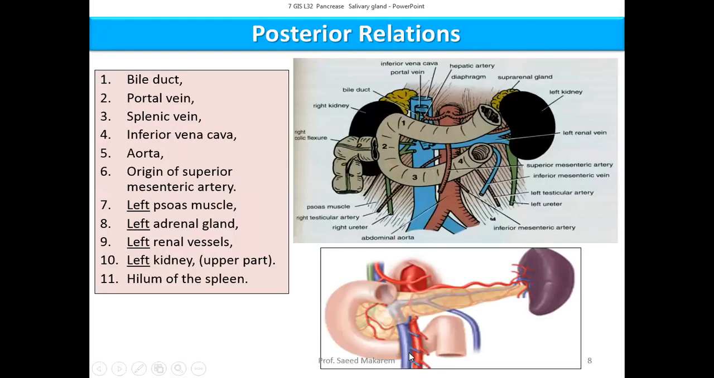Coming to the posterior relations, if you remove the pancreas, what are the structures which are behind it? One is the bile duct. If you see here, this is the bile duct coming from the liver. Then we have the portal vein. Here, if you see, this is the portal vein running, shown in blue.